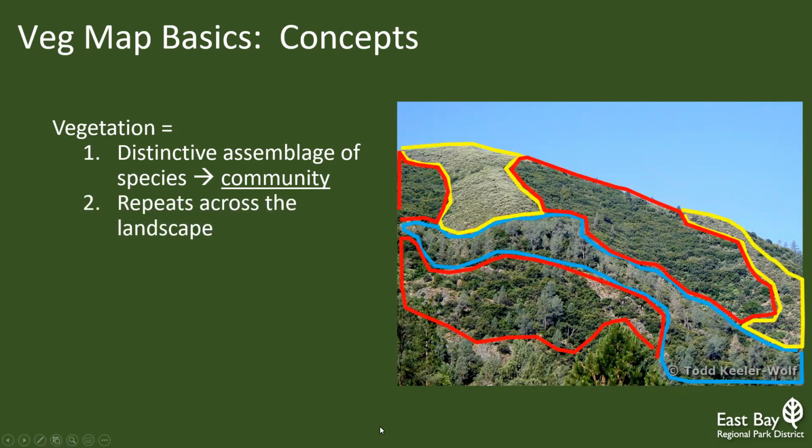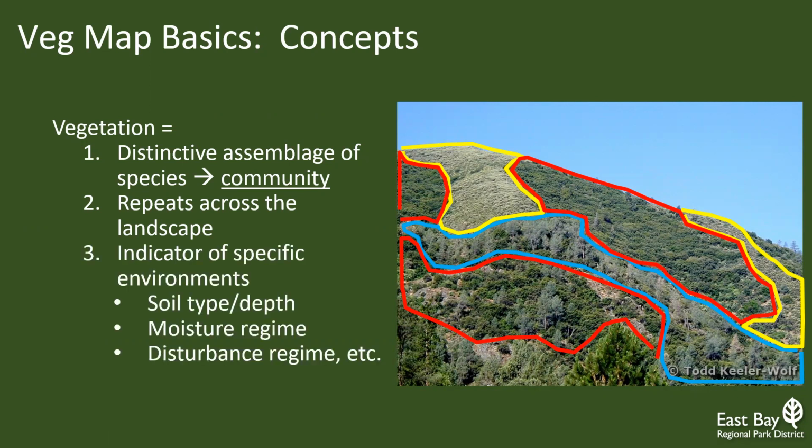And vegetation repeats across the landscape. So there's consistency to it. So if you find it in one spot, you should be able to find it in another spot if the habitat is similar. And vegetation is a predictable indicator of specific environments like soil type and depth, moisture regimes, and disturbance regimes.